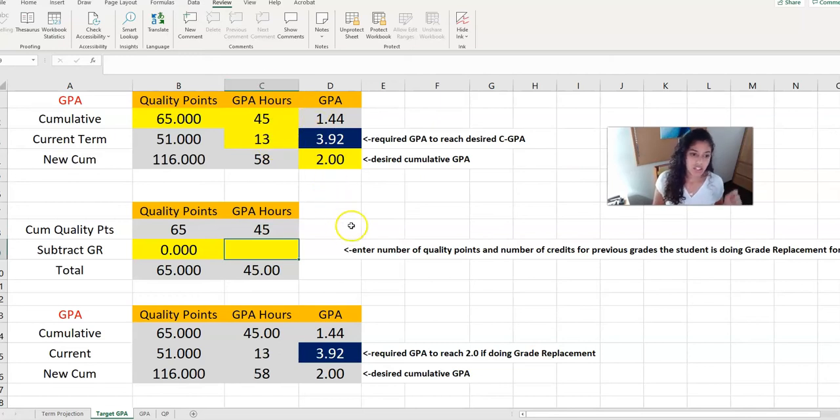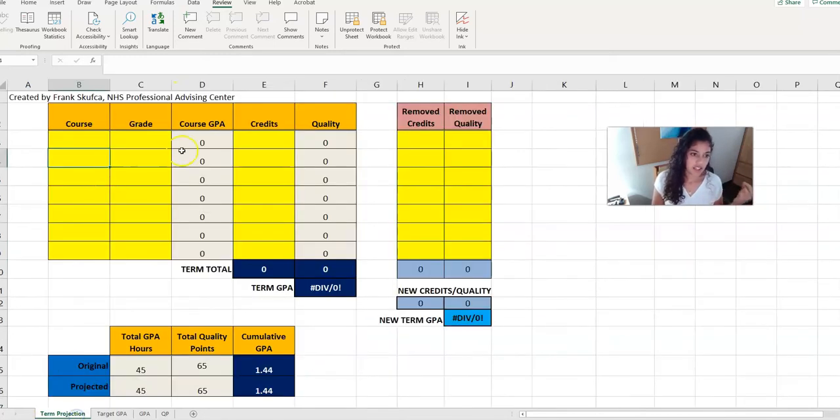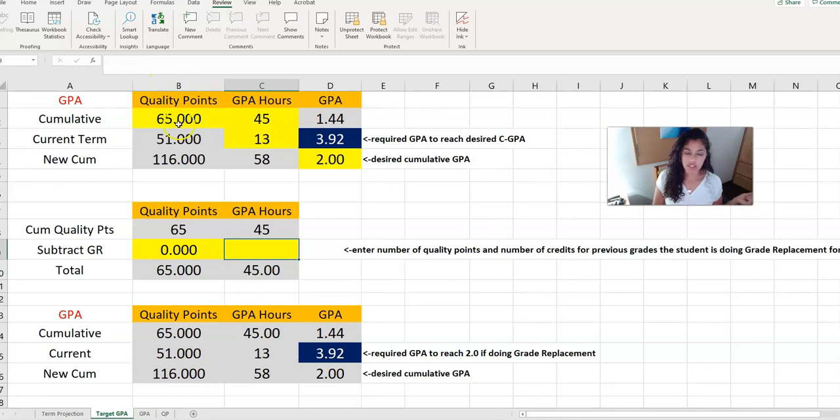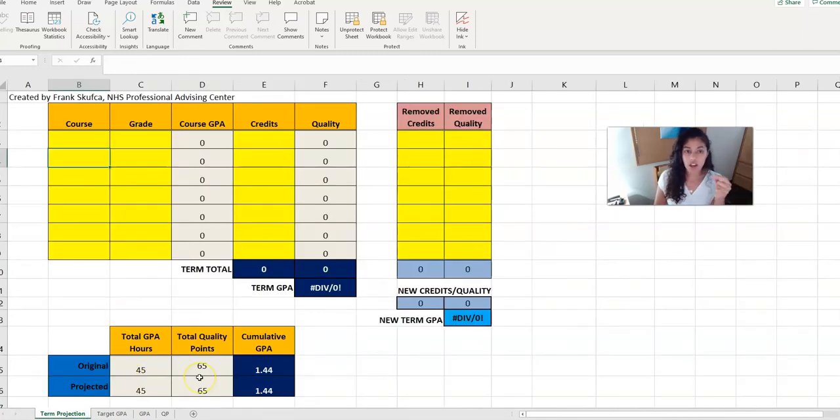And so I do want to also show you on our term projection. So you're having this conversation, right, with this student, and they're saying, okay, you know what? Here's what I'm at, 13 credits, and so you can fill this in. So first, this is actually carrying over from our target GPA. So 65, 45, 1.44. So it will always just update with the target GPA if you do that side first. And so then you can fill in the courses.